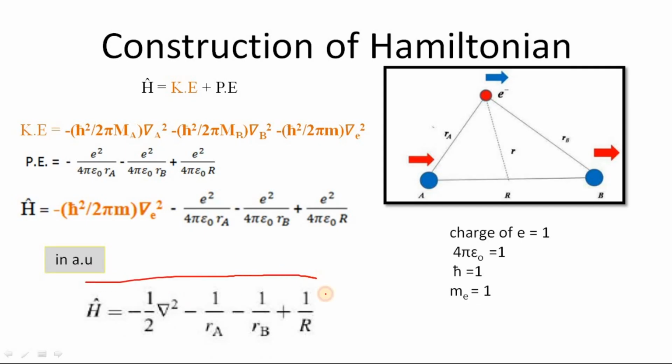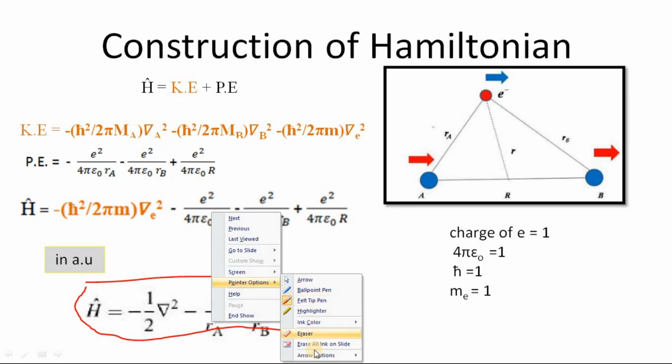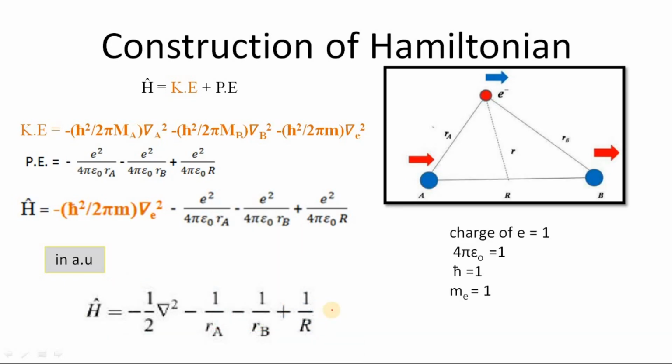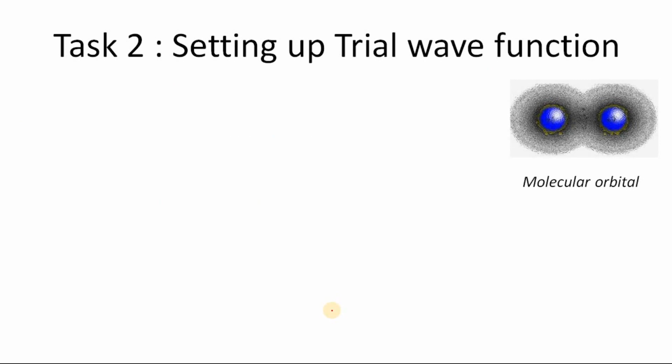Okay. Now, that is how we have come up with the Hamiltonian construction. Fine. So task 1 is over. Now let's quickly move on to task 2. That is, we need to set up a trial wave function. So what does a trial wave function mean? Trial wave function means we have to fix a wave function for the electron.